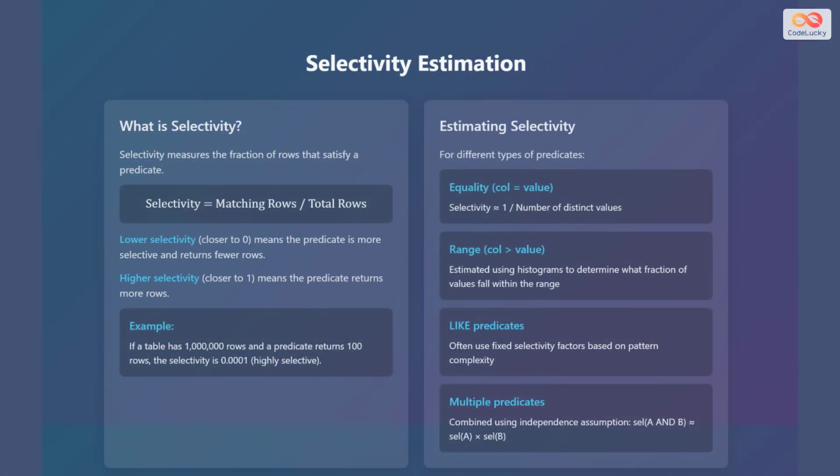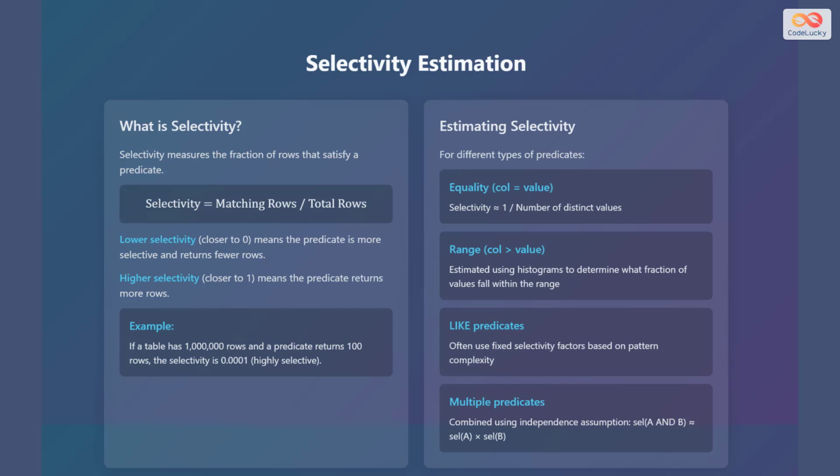Let's delve into selectivity estimation. Selectivity quantifies the proportion of rows that satisfy a predicate. It's calculated as the number of matching rows divided by the total number of rows. A lower selectivity closer to 0 indicates a more selective predicate, yielding fewer rows. Conversely, a higher selectivity closer to 1 suggests the predicate returns more rows. Consider a table containing 1 million rows. If a predicate retrieves 100 rows, the selectivity is 0.0001, which is highly selective.